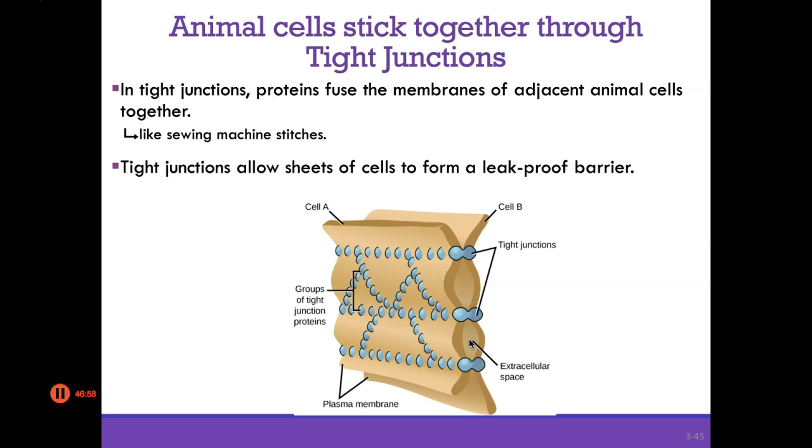So this is really important in the stomach and intestines. Tight junctions prevent any digestive juices from seeping between the epithelial cells and digesting the underlying connective tissue. So all those epithelial cells need to be tightly attached to each other, so no acid can get past it.